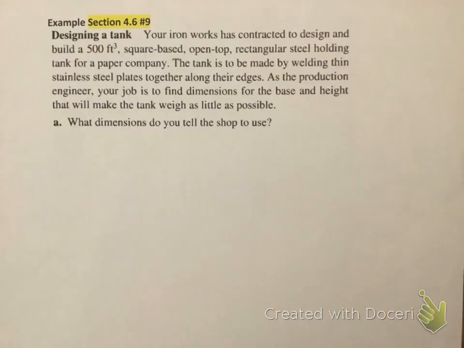All right, let's go back in your notes, which would mean I'm going on to the next page, which would be designing a tank. This is our last problem. Your ironworks has contracted to design and build a 500 cubic foot, square-based, open-top, rectangular steel holding tank for a paper company. The tank is to be made by welding thin stainless steel plates together along their edges. As the production engineer, your job is to find dimensions for the base and height that will make the tank weigh as little as possible. What dimensions do you need to tell the shop to use?